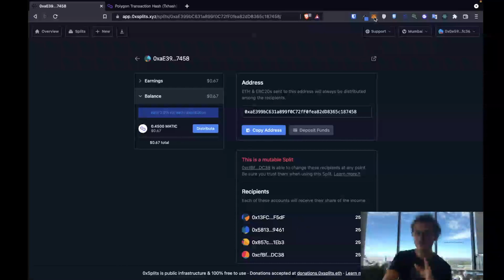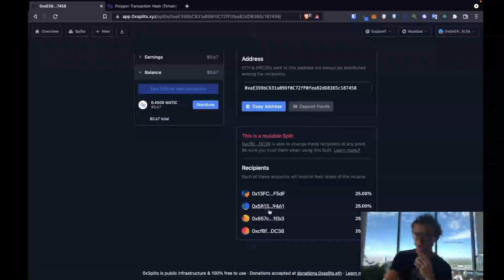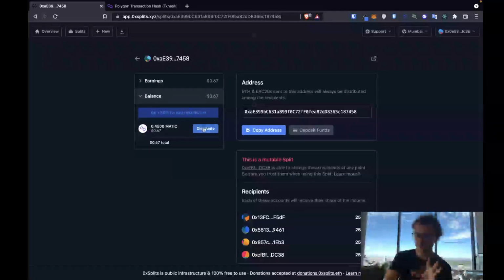And so my wallet address starts with 0e59, and you can see that 0e59 is not any of these recipients, and yet I can still distribute these funds. This is part of the hyperstructure of 0xSplits, so that other people can distribute for you and pay that gas so that you don't have to pay to distribute the funds.